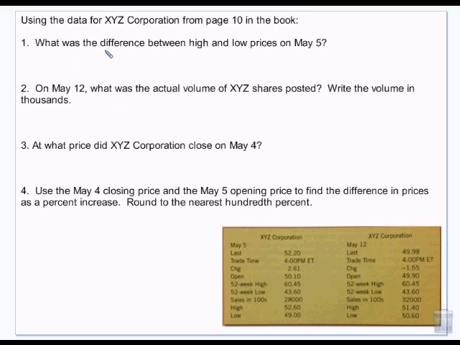Okay, so we have the difference between the high and the low on May 5th. So I'm going to look at May 5th. That's here. Is this big enough? Can you guys read that? Okay. The high is right here, so I'll write them down up here. The high is $52.60, and the low is $49 on May 5th. I want to do the difference. Well, difference means subtract, right? So I'm going to do $52.60 minus $49, and that equals $3.60.